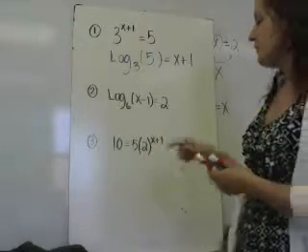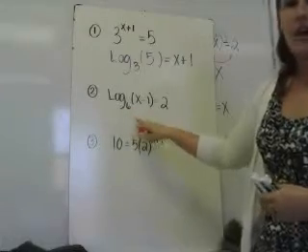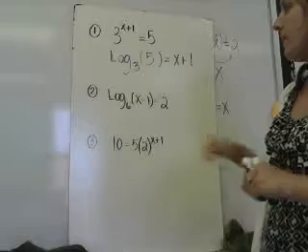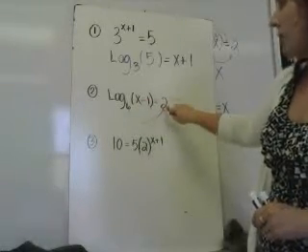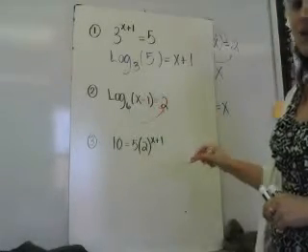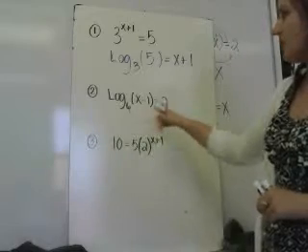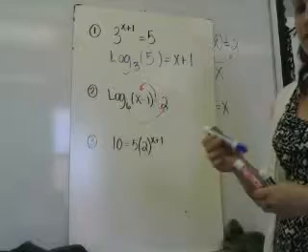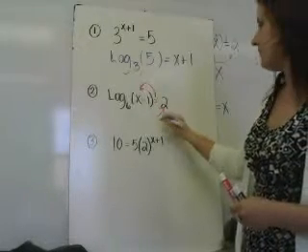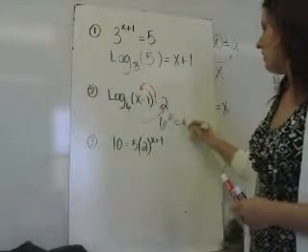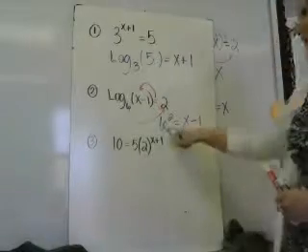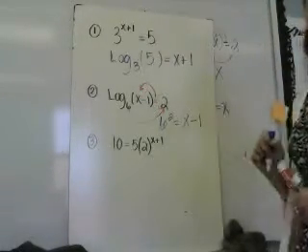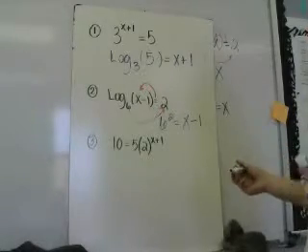All right, number 2. This is already in log form. This is not going to be easy to type into the calculator, but it is easy to do the wheel and change it to exponential form. That would be the same thing as 6 to the second power equals x minus 1. I'm sorry, x minus 1. All right, so what do you got to do? 6 to the second power, and then add 1 to both sides, and then you would be done.